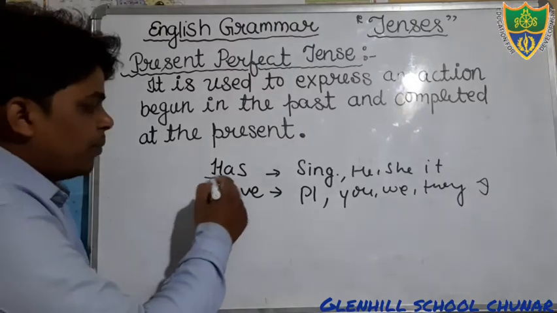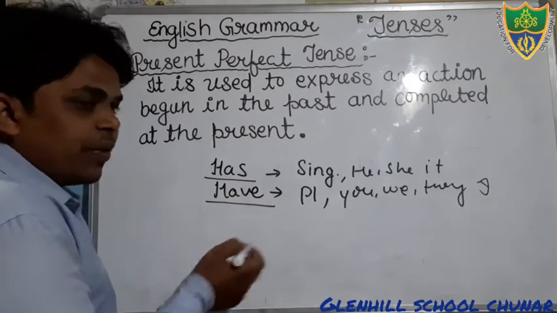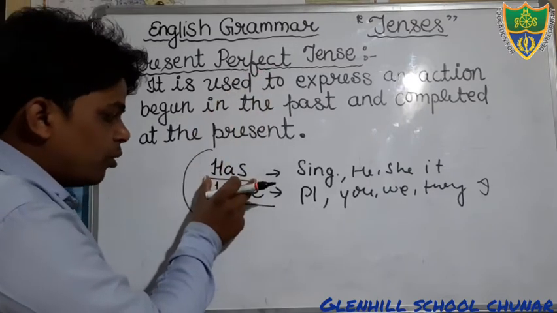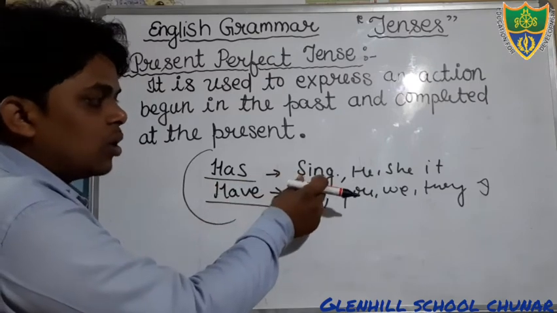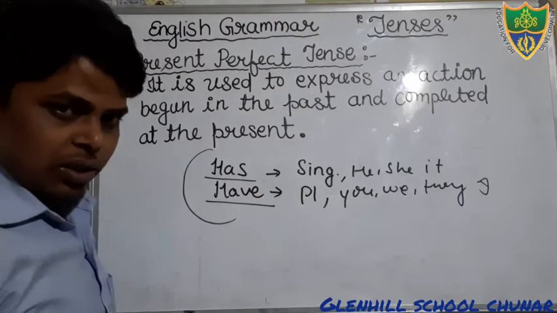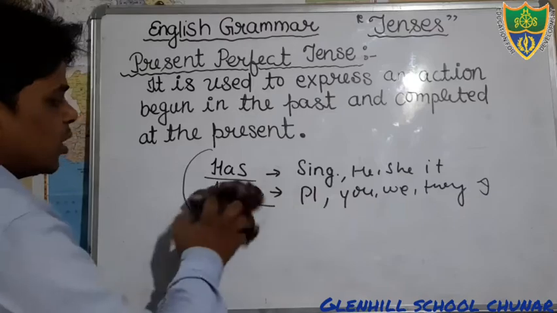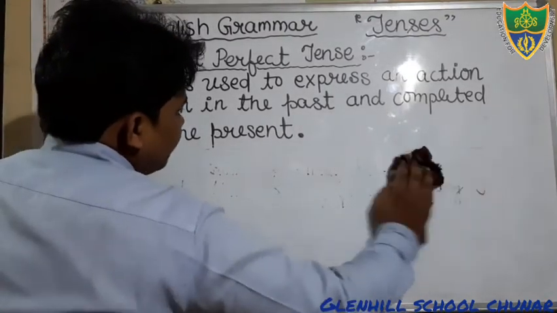There are two helping verbs we will discuss in the formation of present perfect tense. So keep in your mind there are two helping verbs that we use, has and have. We use has with the singular subject, and we use have with the plural subject. No need to write this, and we will discuss it in the next heading.